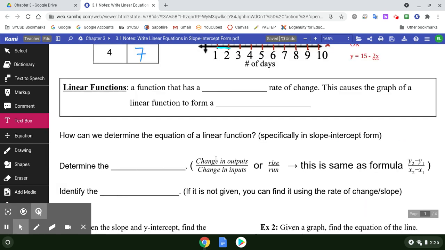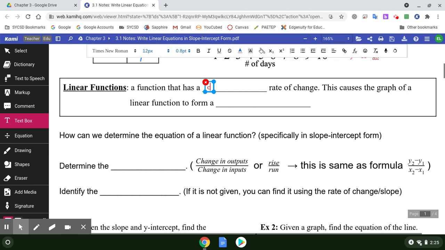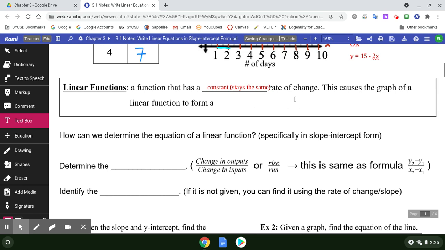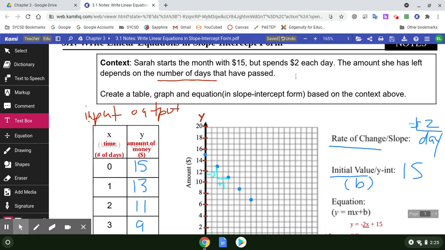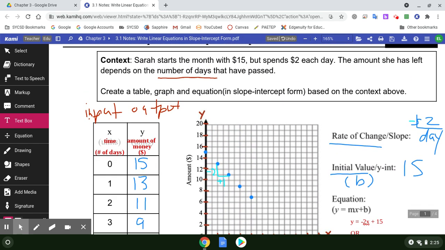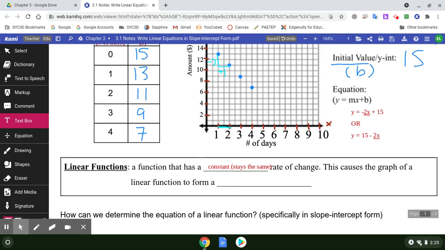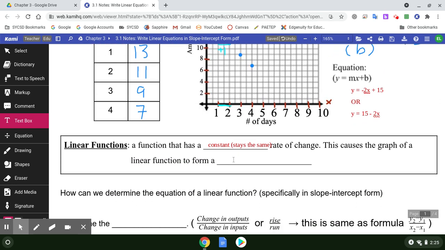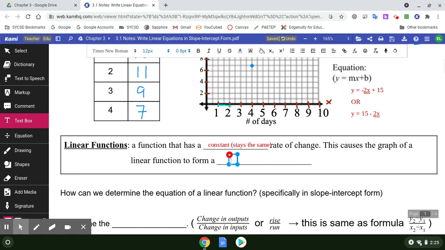So to formally define a linear function, all linear functions have a constant rate of change. And in this case, constant just means stays the same. So in the example above, that rate of change was -2 because she was spending $2 each day. That never changed. And this causes the graph of a linear function to form a straight line.